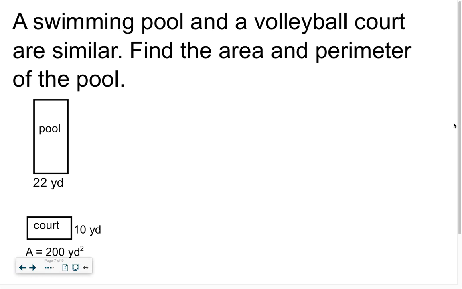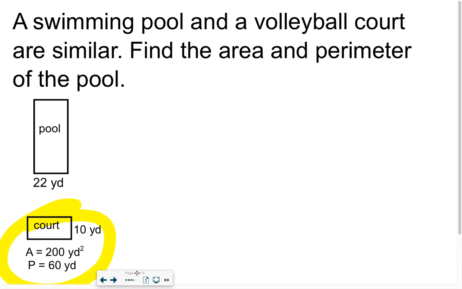Many times when we're looking at it, here we go. This is where we're going to use it. We know stuff about this volleyball court, and we're told that it is similar to a swimming pool. Both are rectangles, so that means it's talking about corresponding sides. We can do things with area and perimeter. Down here, you can see we're told some information about the court. We'll refer to that.